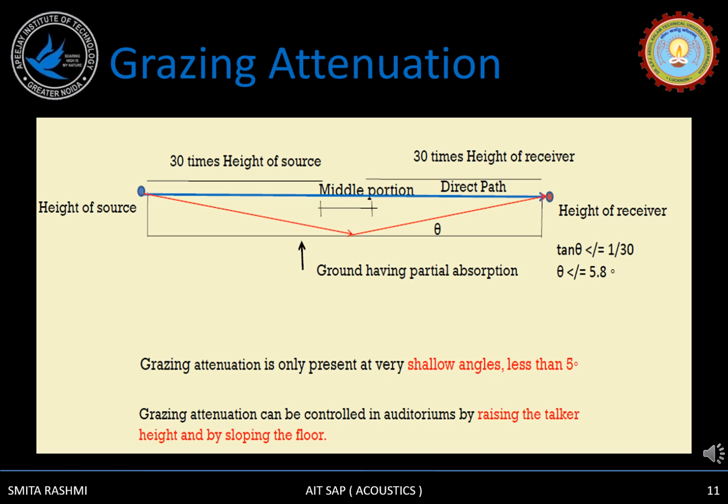So for the incidence rays which are coming at very shallow angles, less than 5 degrees, the grazing attenuation will be there. The sound will be attenuated, and this phenomenon is controlled in auditoriums by raising the talker height, by raising some kind of platform for the source, or by sloping the floor, that is raking the floor.